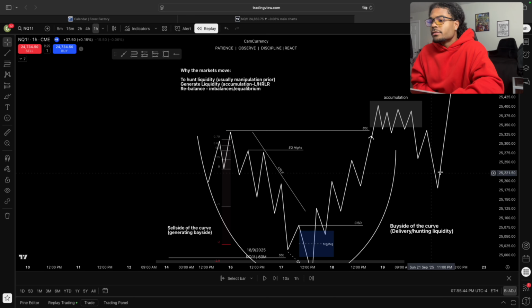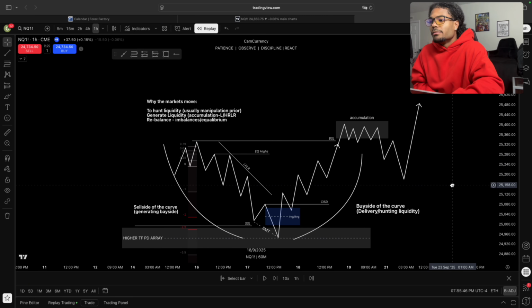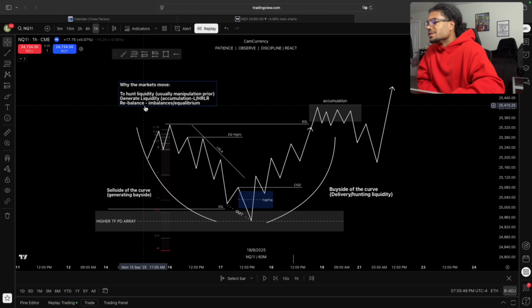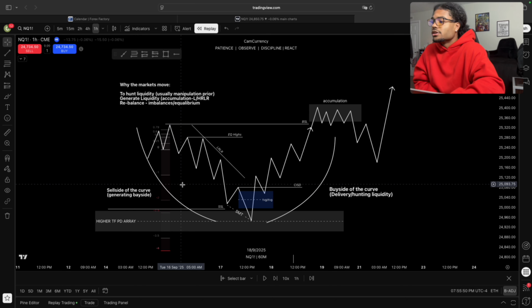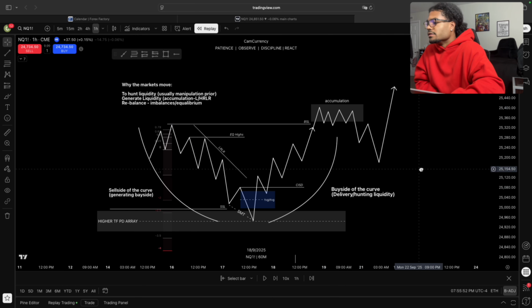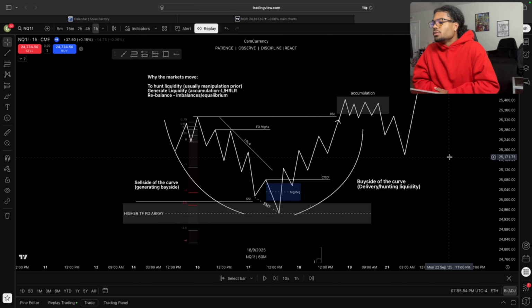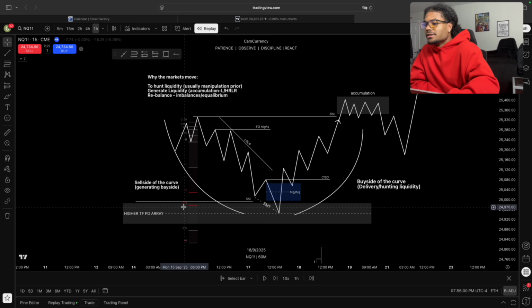First of all, we have right here basically what a market maker model will look like. This will be the sell side of the curve, and this is known as the buy side of the curve. Now, essentially what the sell side of the curve is in this scenario is we're generating buys. No way, I spelled that wrong. I'm bad. I gotta fix that.